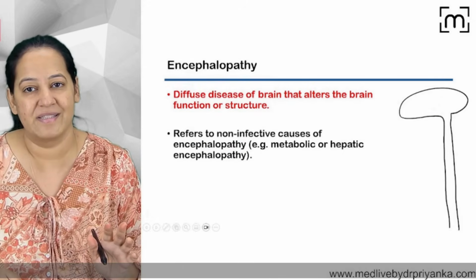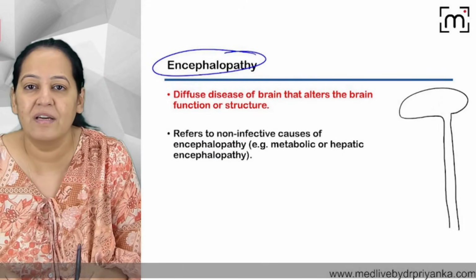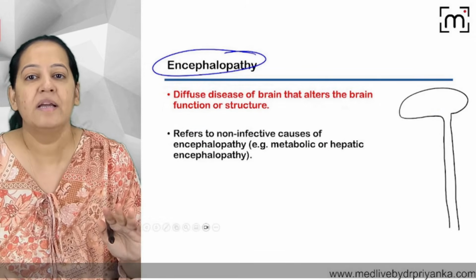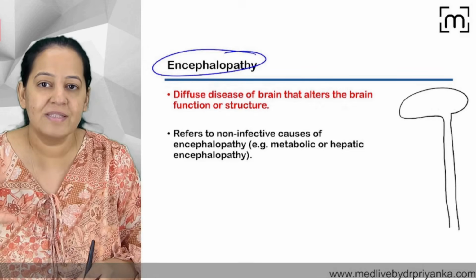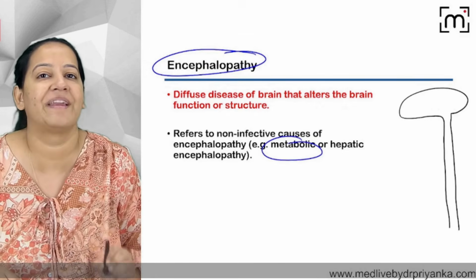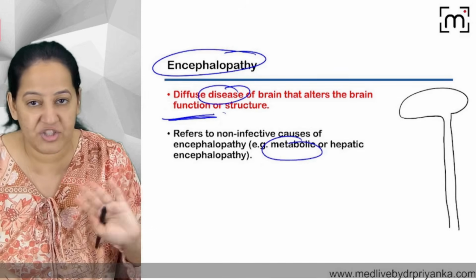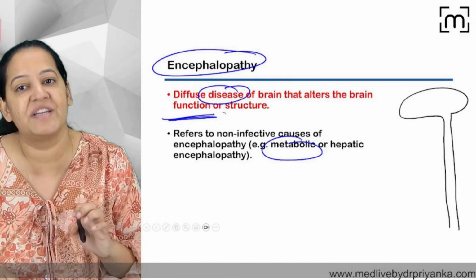Okay, that is encephalitis. What is encephalopathy? Encephalitis is the inflammation of the brain parenchyma, not of the meninges. In encephalopathy, everything is normal, but there is some problem in the metabolism of the brain. It's a disease in which brain function is altered. Structure, there is no change. The functional change is there.